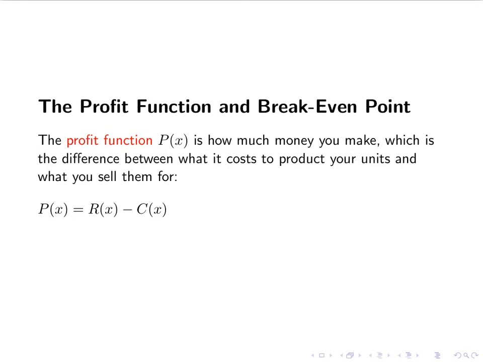Now remember, the cost is a binomial, it's a line, so make sure you are distributing that negative sign across those two different terms, the something times x and the constant. The Vx and the F both have to be subtracted.